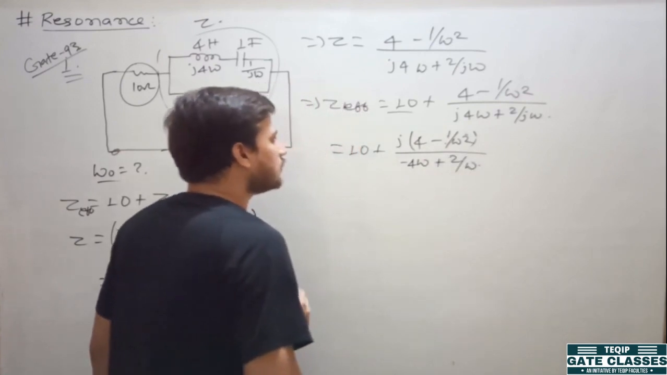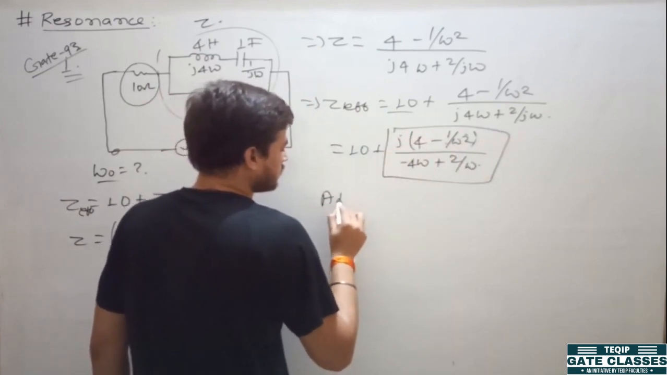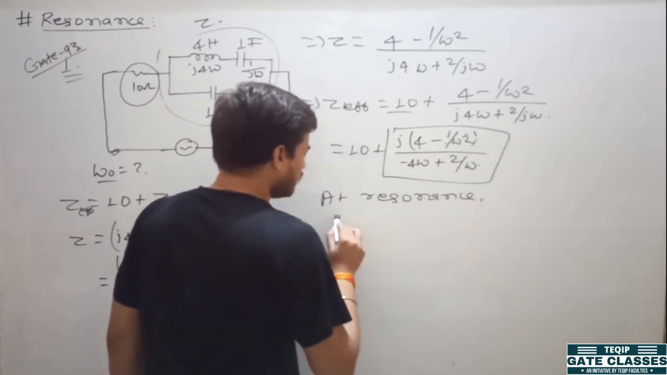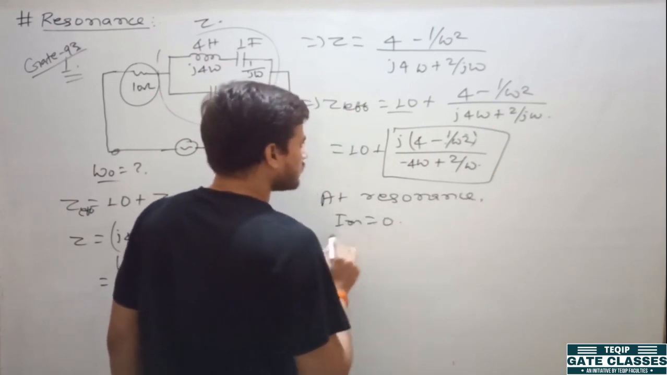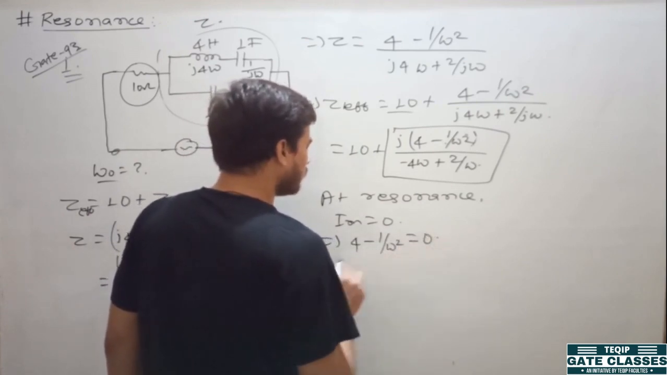So what do you see? This term is your imaginary term. So at resonance, the imaginary term is equal to 0. Imaginary term is 0. It means 4 minus 1 upon omega square will be equal to 0.